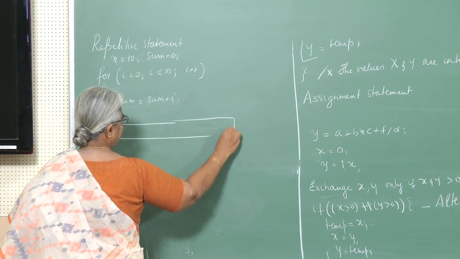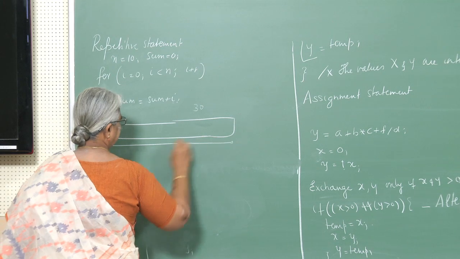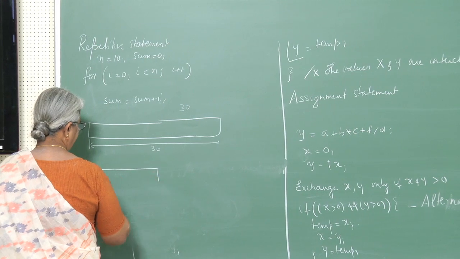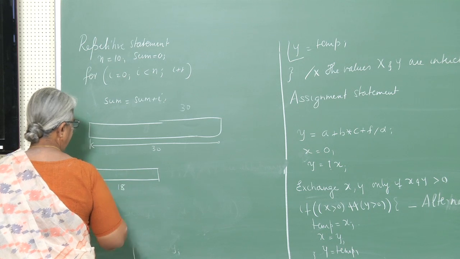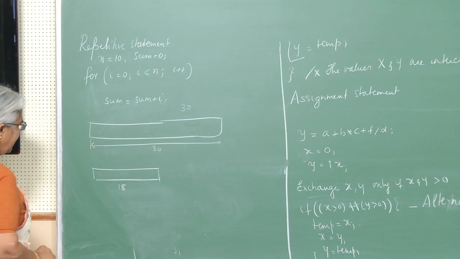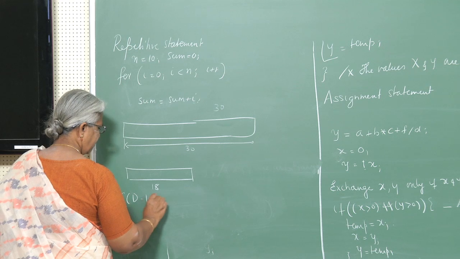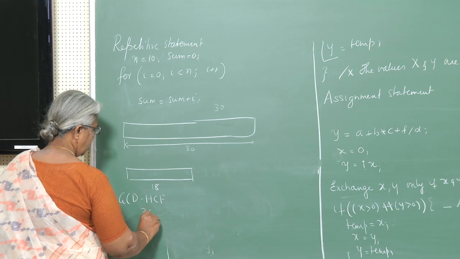Suppose I have two numbers, one is of size 30, another is of size 18, and let us say I want to find the GCD of 30 and 18. GCD is also the highest common factor between these two numbers. You have done this in school. What did you do in school?